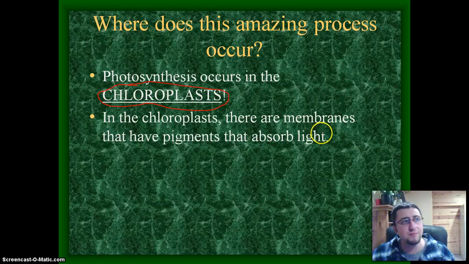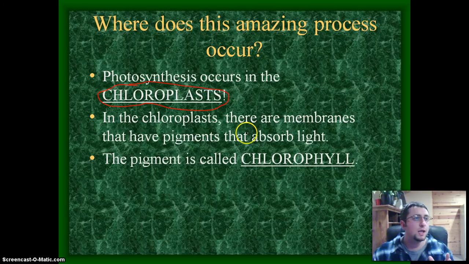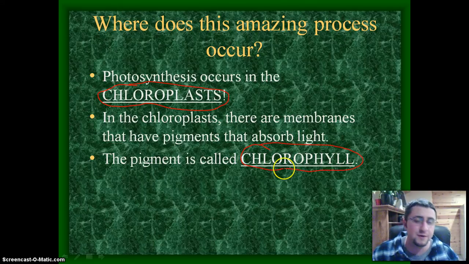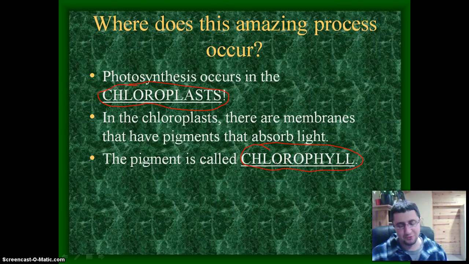In the chloroplast, there are membranes that have pigments that can absorb light. What does that mean? Well, that means that we have a certain substance that can absorb certain types of light. That substance is something that you may have heard of before. That's called chlorophyll. Chlorophyll, more like borophyll, right? That's a reference to a 90s movie.